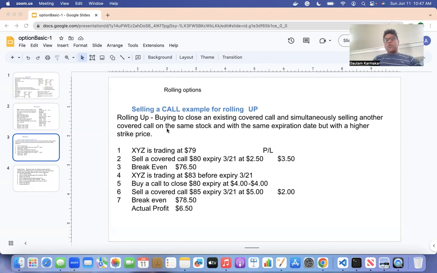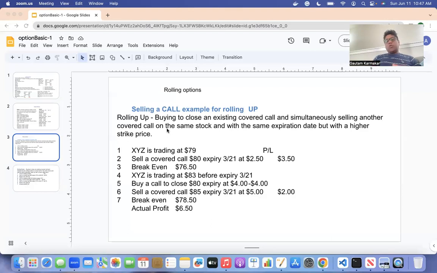Rolling an option can be done in two ways. One is that you change the strike price, so you are either increasing your strike price or decreasing it. In that case, it is called rolling up or rolling down. If you increase your strike price, it will be called rolling up. If you decrease the strike price, it will be called rolling down. So price down, rolling down; price up, rolling up. It's all about your strike price.